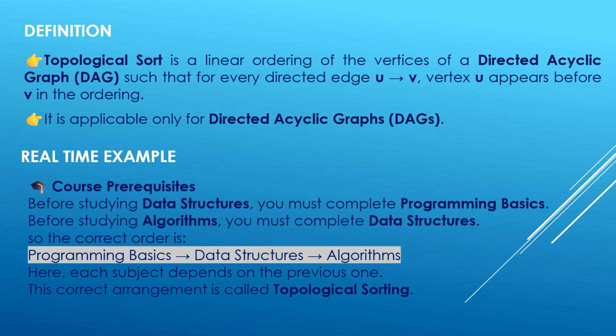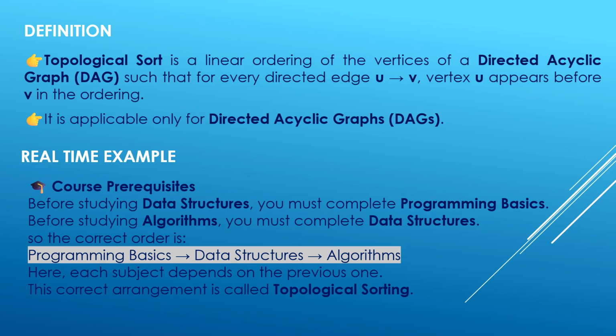Topological sort is a way of arranging vertices in a directed acyclic graph, also called a DAG. In this arrangement, for every directed edge from U to V, vertex U comes before vertex V. It is important to remember that topological sorting works only for graphs that do not contain cycles.